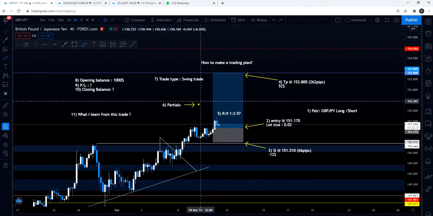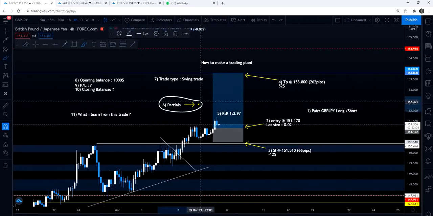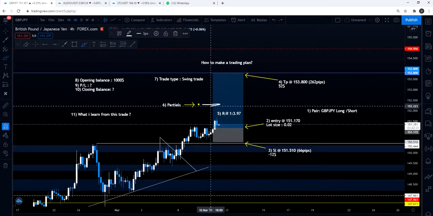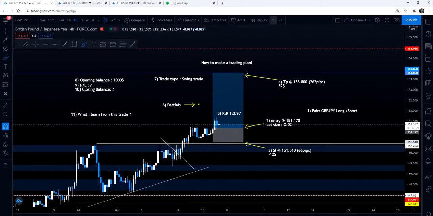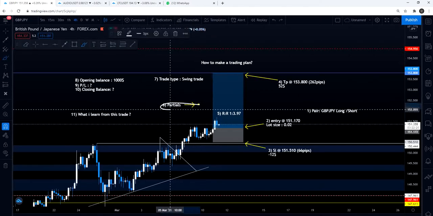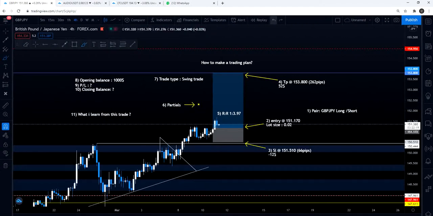After this, we have to mention where we are planning to book partials. So this is the area where I am planning to book partials. So I have to mention this number, which is around 152.315 or 300. So I will mention this at point number 6.